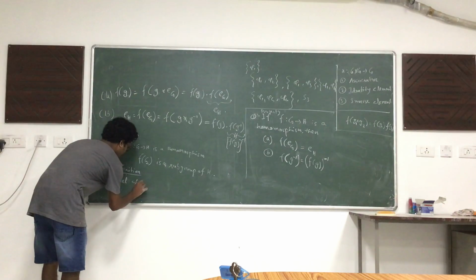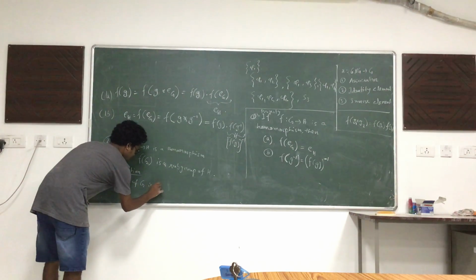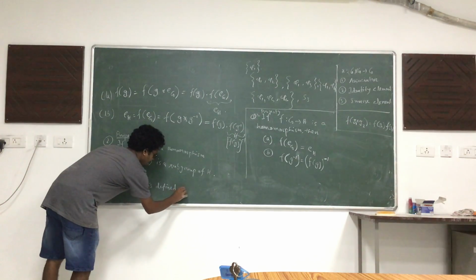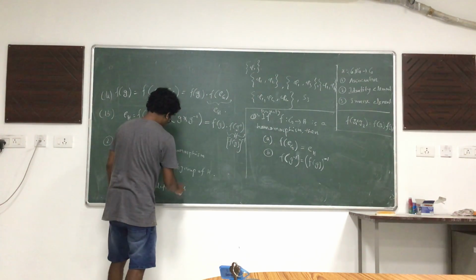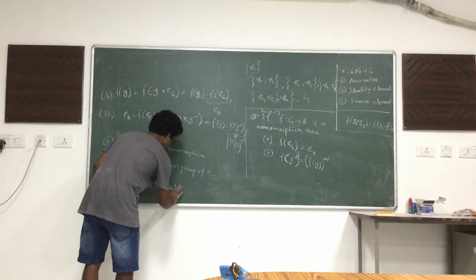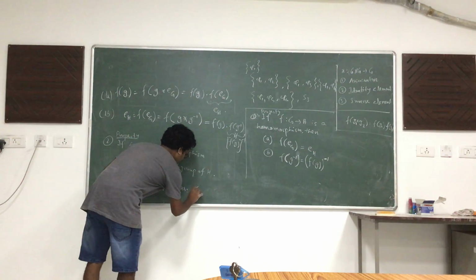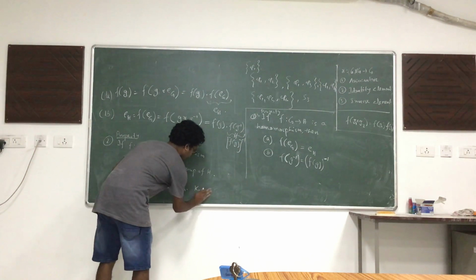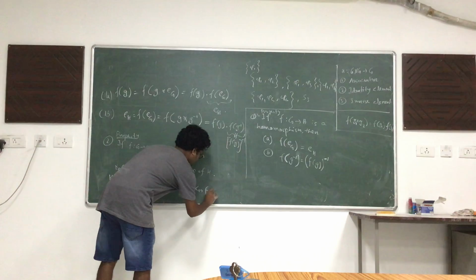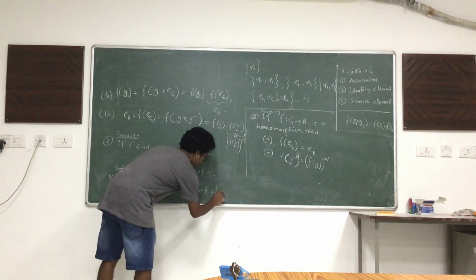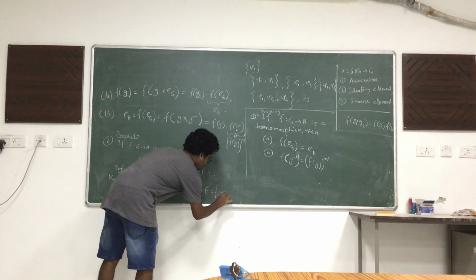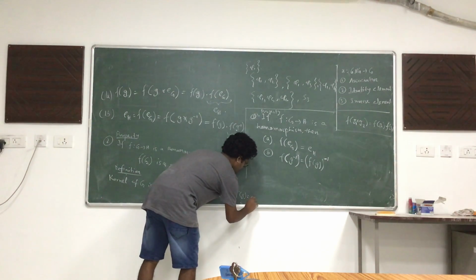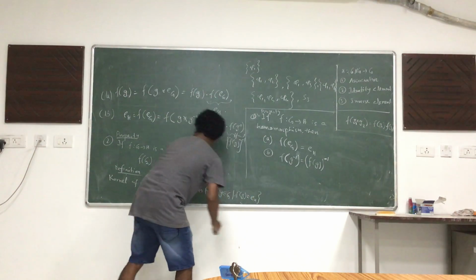Kernel of G is defined as follows. Kernel of, let's say, F is equal to the set of G belonging to G such that F of G is the identity. So let us say kernel of F.